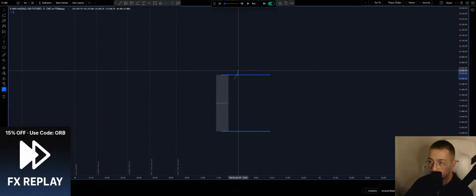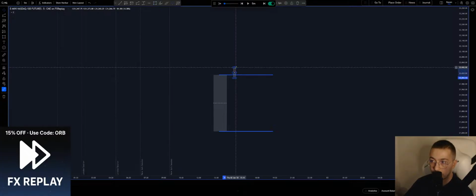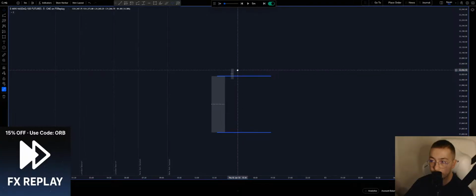If we are above the range, we go for the long. If we are below the range, we go for the shorts. And there's no trades inside of the range. Okay? So his rule is, once there's a candle closure above the range, then you wait for the price to create a fair value gap.